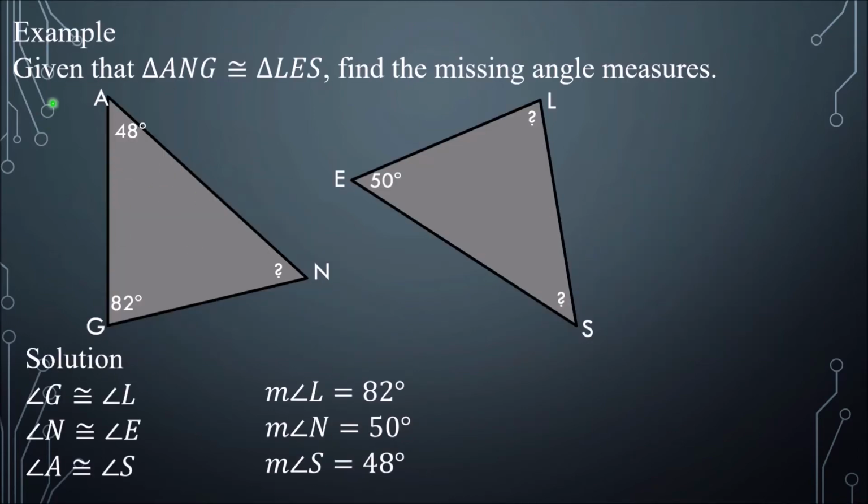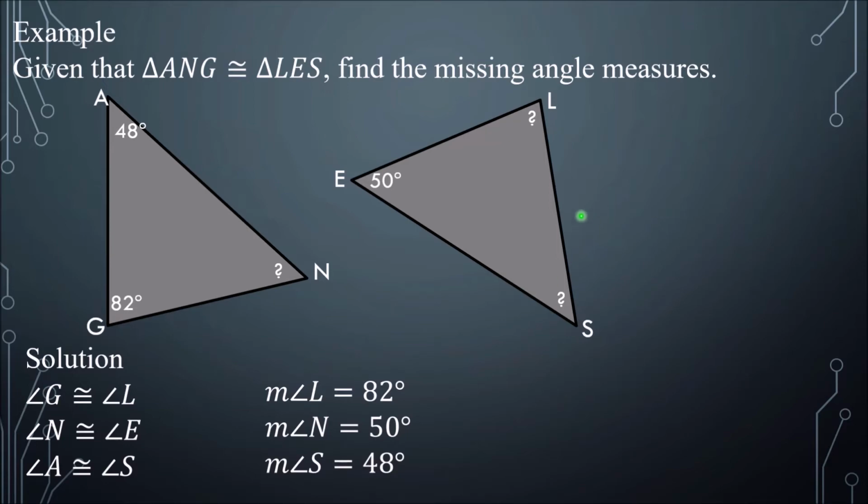Let's have an example. Given that triangle ANG is congruent to triangle LES, find the missing angle measures. In this figure, let's have the solution. Angle G is congruent to angle L, meaning to say angle G corresponds to angle L.